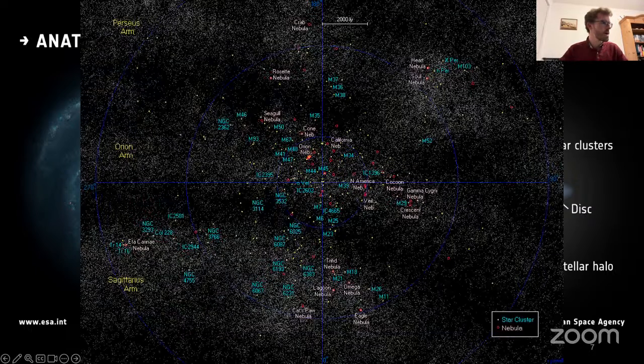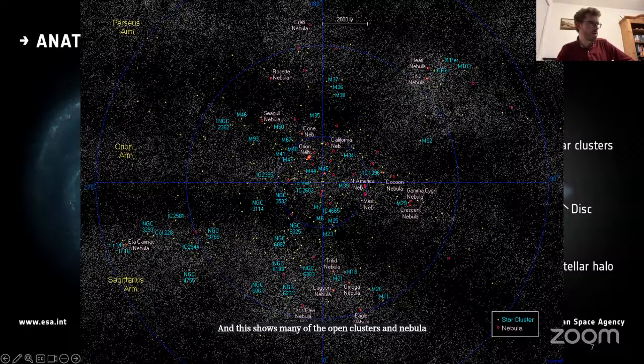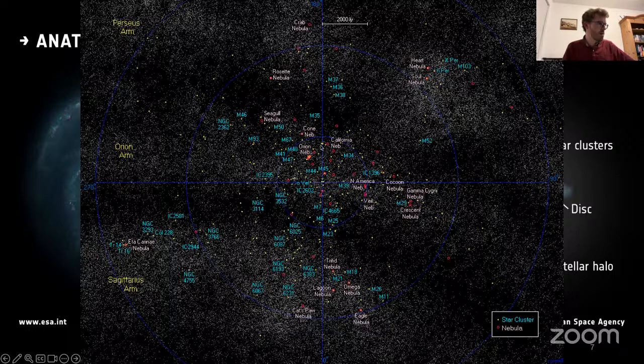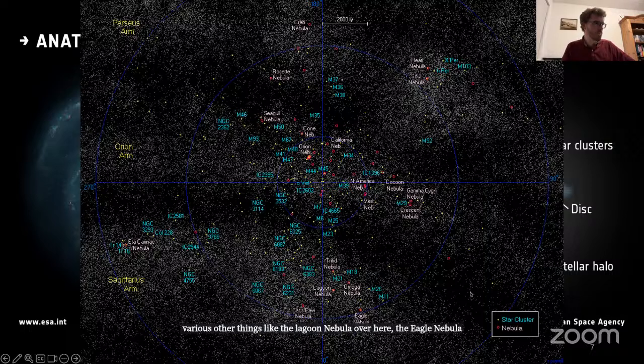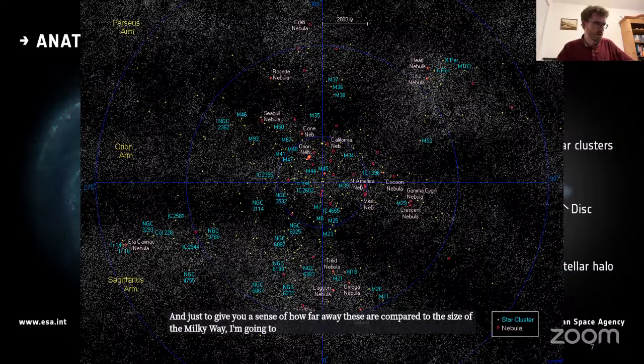Right, this plot now shows, looking top down onto the disk again, the sun located at the middle, and many of the open clusters and nebulae that you'll be familiar with. So you can see the Orion Nebula near the sun here. Various other things like the Lagoon Nebula over here, the Eagle Nebula, various open clusters, M37, 36, 38. And just to give you a sense of how far away these are compared to the size of the Milky Way, I'm going to shrink this image and overplot it on top of the other one.